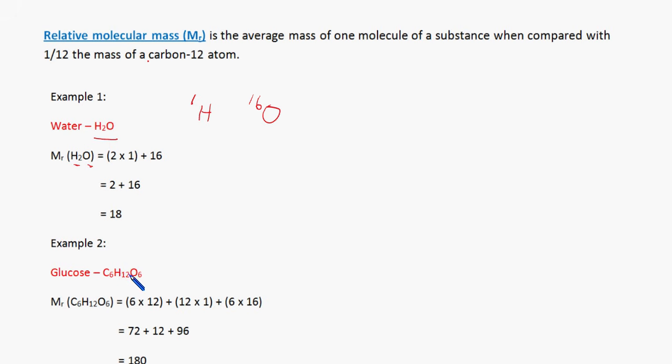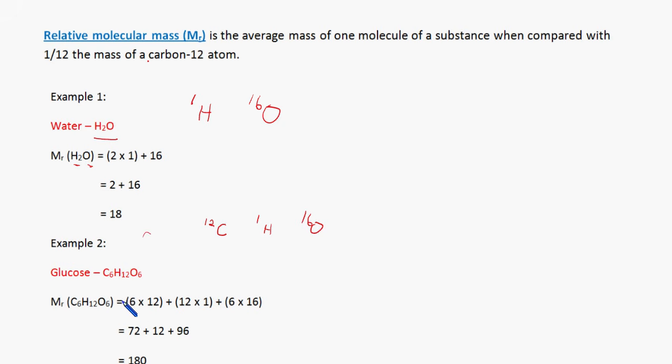Let's do one a little more complicated. In this case we have glucose, which is C6H12O6. So therefore we have 6 carbon atoms, 12 hydrogen atoms, and 6 oxygen atoms. And carbon, from the periodic table, we know that the mass number is 12, hydrogen is 1, and oxygen is 16.